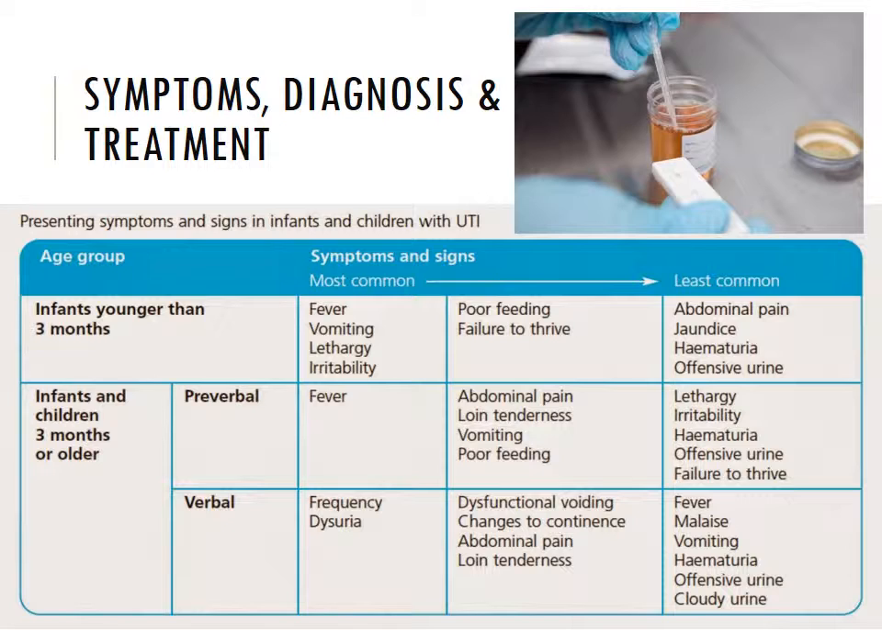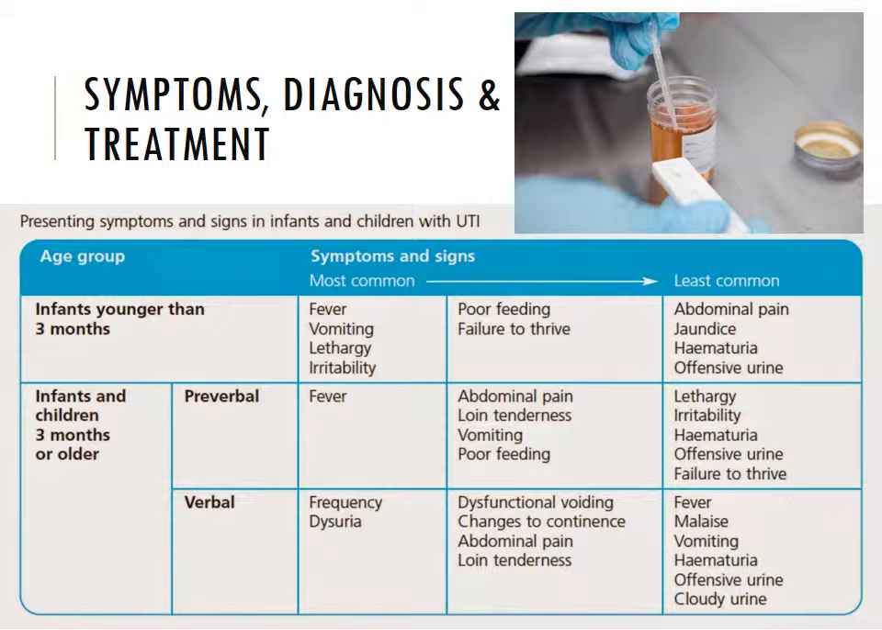Diagnosis, of course, is a UA, a culture and sensitivity if needed. Urine is collected in a variety of ways: a cath specimen, a midstream clean catch, and a suprapubic bladder tap. Treatment includes eliminating the current infection. You can use such as penicillins, sulfonamides, cephalosporins, and nitrofurantoin.